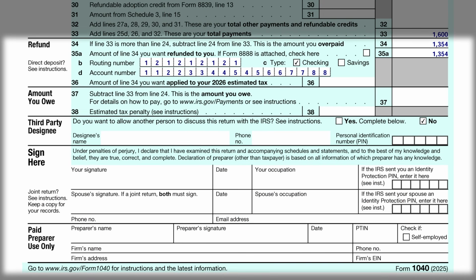That brings us to the refund or amount owed section. If you paid more than you owe, you'll get a refund. However, if you paid less, you'll need to pay the remaining balance. John had overpaid, so he's getting a refund. He entered the overpayment amount and decided to have the full amount refunded. To speed up the process, it's best to enter direct deposit information since direct deposits are processed much faster than paper checks.